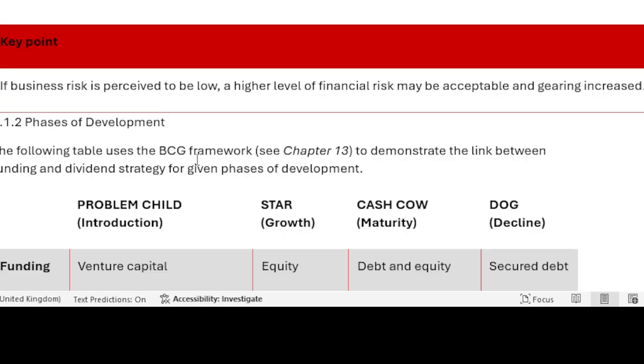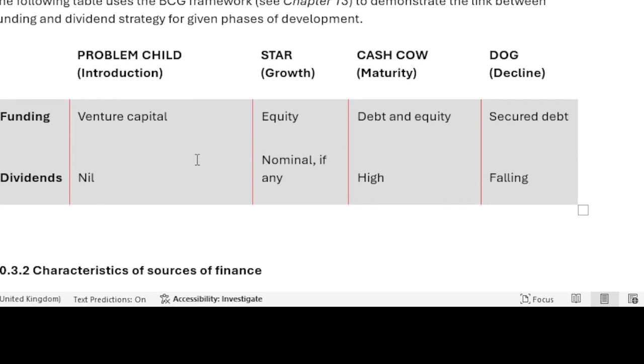So we have a phase of development. In the phases of development, we have a table here that shows us. It uses the BCG framework. I don't know if you remember it. We looked at it earlier on in chapter 13. Yes. So we're trying to link the funding and the dividend strategy for given phases of development. If we have a problem child, what can we consider vis-a-vis if we have a star, or a cash cow, or a dog? Do you remember what these mean? Does anyone have a clue?